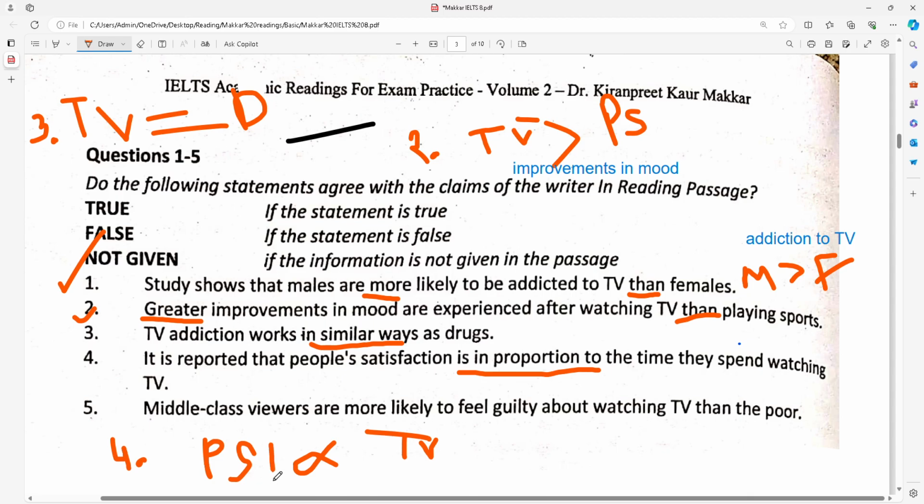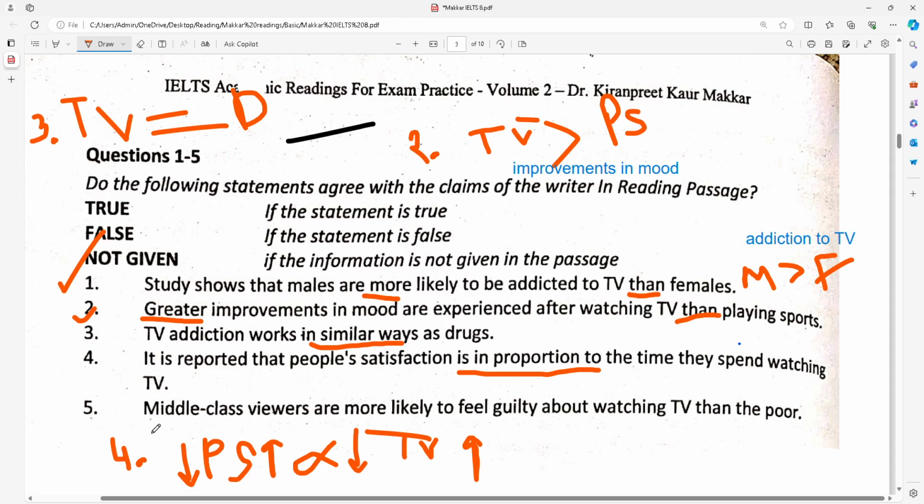That means if they watch more TV, they're going to be more satisfied. And in the same way, if they watch less TV, they're going to be less satisfied. We just have to check this proportion. If the paragraph says that people get dissatisfied after watching more TV, then proportion is going to be opposite.